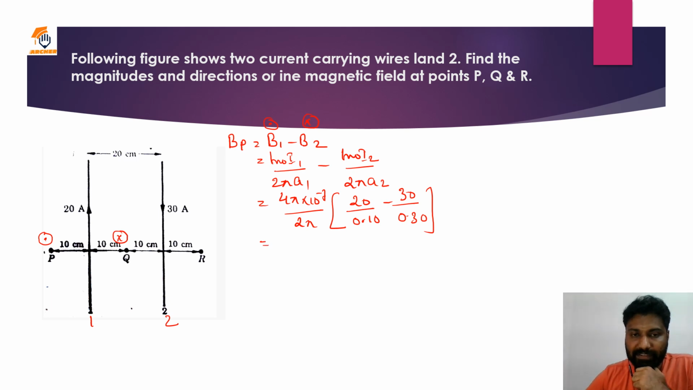So the answer will be 2 into 10 raised to minus 5 Tesla. So the direction of this will be normally inward.